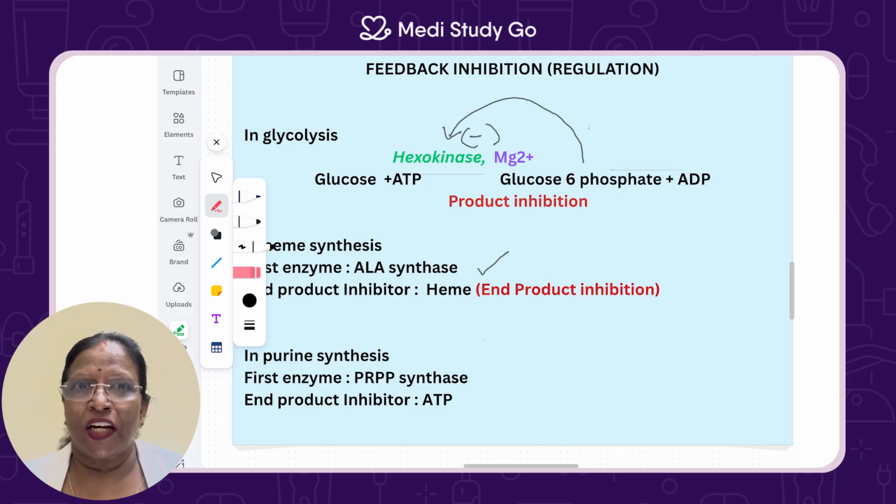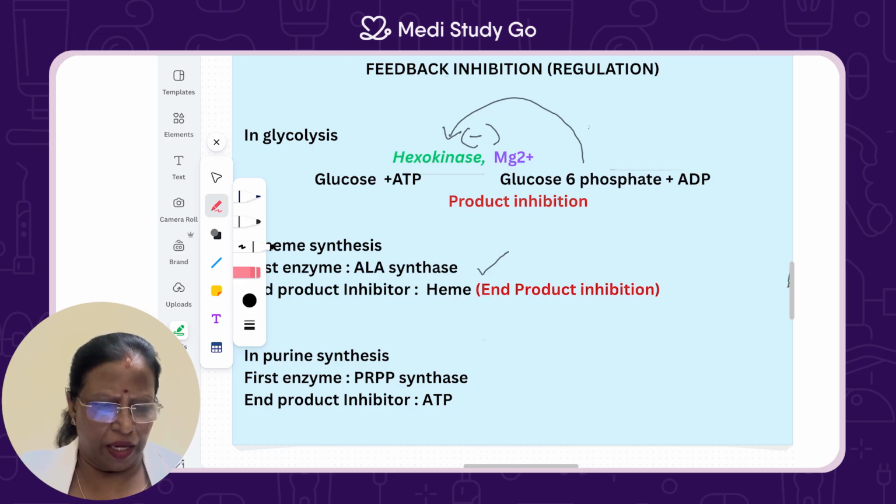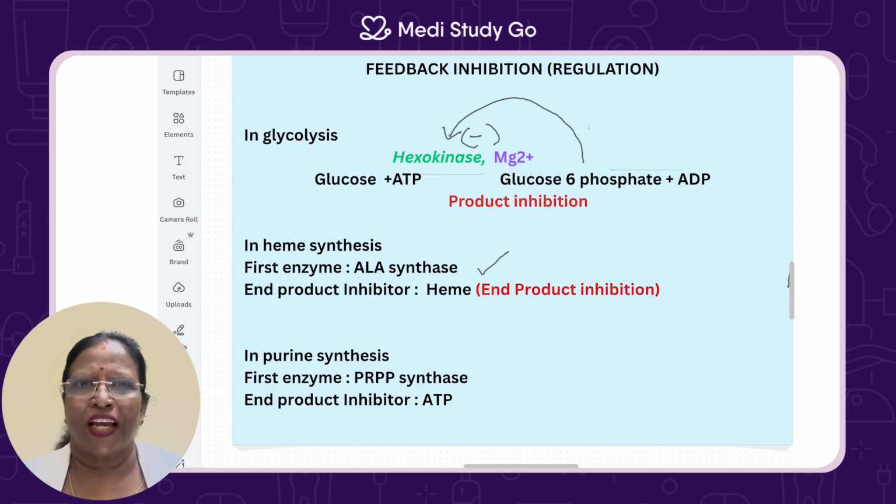Now, we finish with part 2, reversible types of inhibition, and we will move to part 3, where we are going to learn about the irreversible types of inhibition.